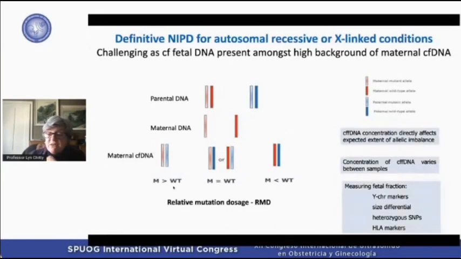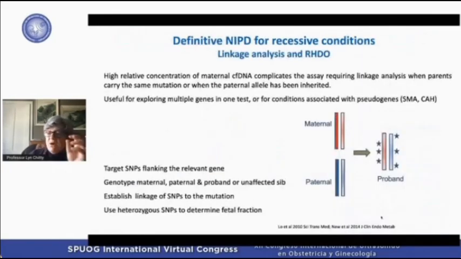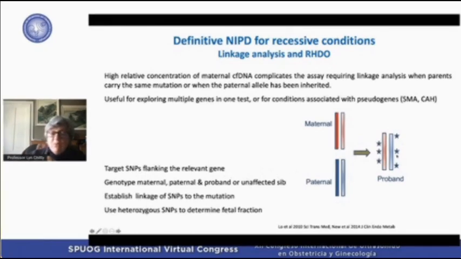And so for male fetuses we can use Y chromosome markers, but for female fetuses we have to use either what's called heterozygous single nucleotide polymorphism, so differences in the genome between mum and dad, or HLA markers. And we can also make this more robust by working out before pregnancy which one of mum and dad's chromosomes carries the mutant allele. And we do that by looking for markers, so these SNPs flanking the gene, and then we can follow the markers through to the baby and see whether the baby has inherited the abnormal or the normal allele from mum and dad.